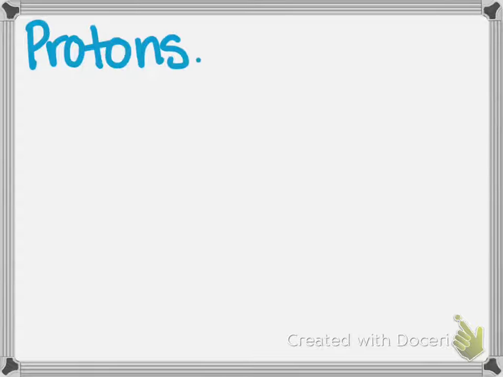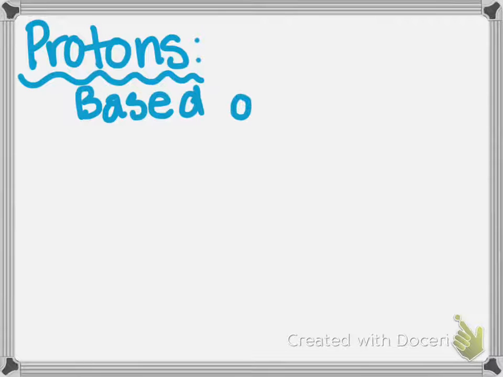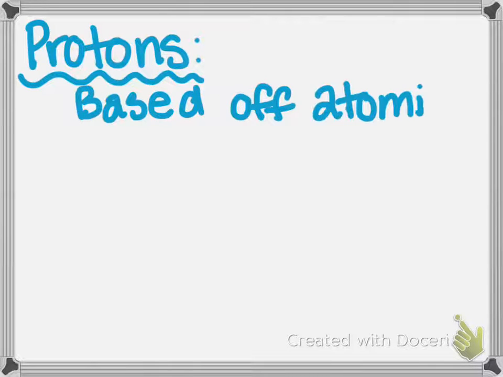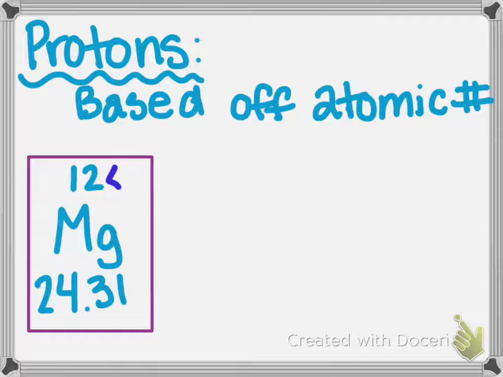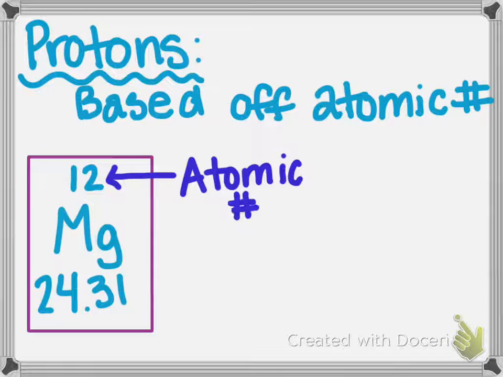Okay, so first we are looking at number of protons. Hopefully for the most part, all of us are really comfortable finding the number of protons, but if you're not, it's okay. So this is based off the atomic number, all right? If you look on your periodic table, you have your atomic number on the top. It should be a number without a decimal point. So an example of the atomic number for magnesium is 12, meaning that the number of protons you have is 12.